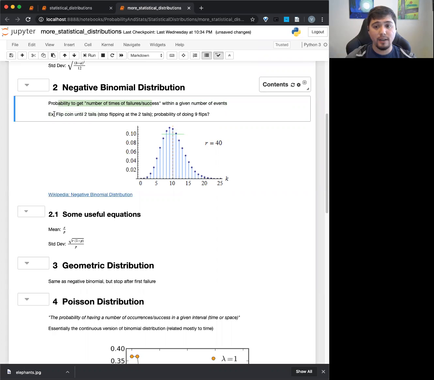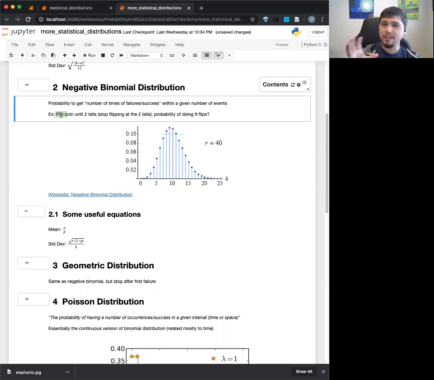My example here is, statisticians just love coin flips and die rolls, just so you know. You flip a coin and you say, okay, you will stop flipping your coin when you get 2 tails. So you keep flipping, flip, flip, flip. How many times do you expect to flip that coin? And that's the idea of the negative binomial.